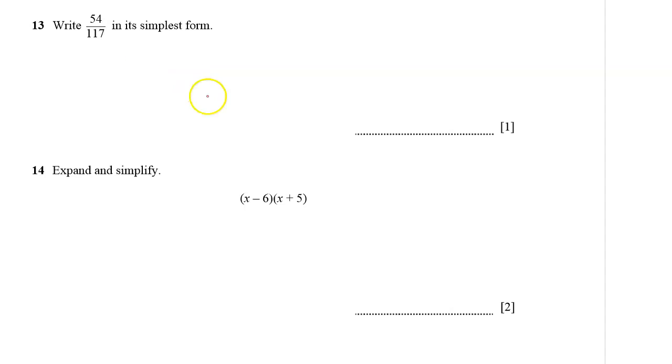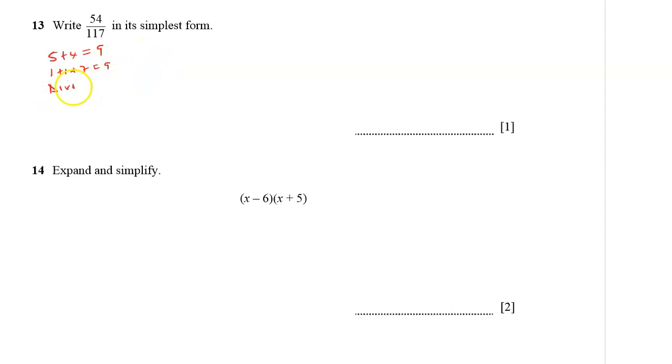Question number 13. Write 54 over 117 in its simplest form. Of course, you can look at what number can divide both 54 and 117. To do that, you sum up 5 plus 4, which gives you 9, an odd number that is divisible by 3, and 1 plus 1 plus 7 will give you 9. That's all divisible by 3.